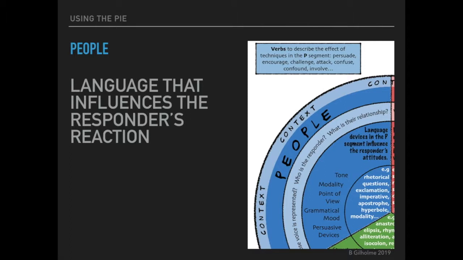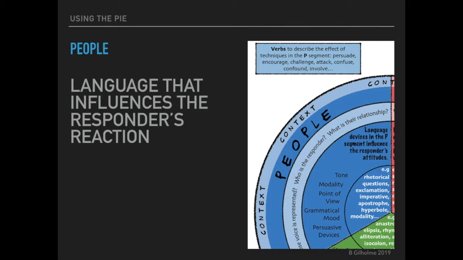So the first segment we're looking at is people, and people is all about the relationship between the composer and the responder. When we're looking specifically at the language, we're looking at language that influences the responder's reaction to the text. So that can be how the composer wants the responder to feel about the text, the kind of attitude that they might want them to adopt towards the text and towards themselves. And whether or not they actually want the responder to do something as a result of the text.